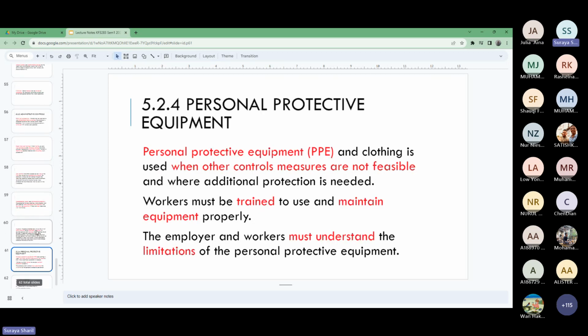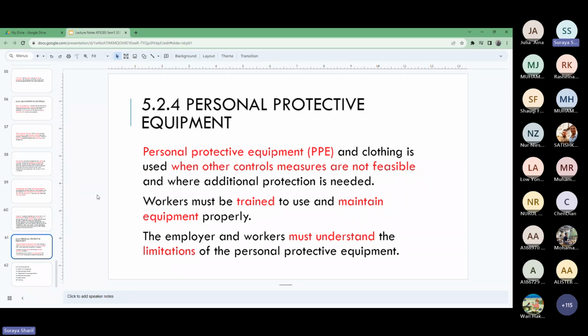Okay, I think we are on the last two slides here. The last one is PPE or personal protective equipment. The personal protective equipment and clothing is used when other control measures are not feasible and where additional protection is needed. Workers must be trained to use and maintain equipment properly. The employer and workers must understand the limitation of the personal protective equipment.